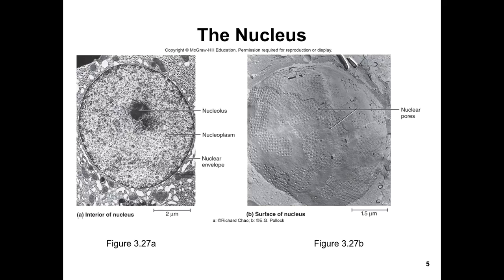So here's a picture of the nucleus. You can see, so this is a surface picture of the nucleus, and the surface, the membrane, is visible here, and you can see all these little dots in it. Those are the pores. This is an electron microscopy picture of a cut through the nucleus. And you can see the nucleolus, which is this dense, small, dense area inside the nucleus, and the nucleoplasm, which mostly contains chromatin, and then you have your nuclear envelope on the outside.